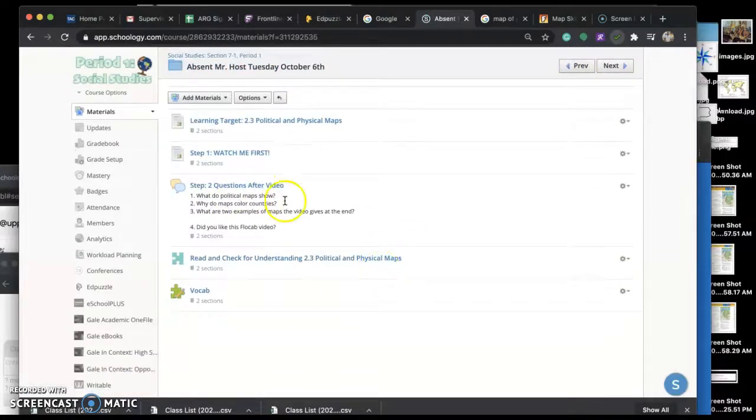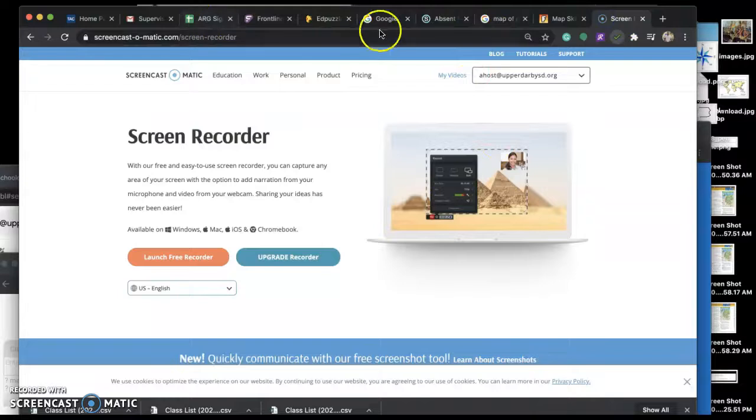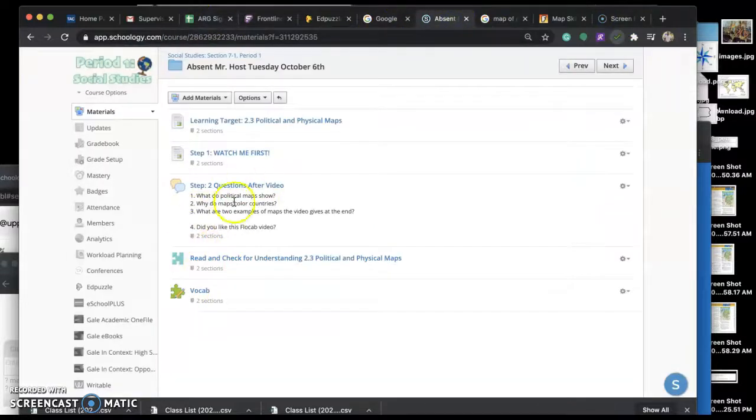So step-by-step instructions. The first thing is going to be step 1, watch me first, and this will be part of this video. So this video actually will be in here. After this video, we're going to watch a Flocabulary video together, and we are going to go to step 2 after this video and answer the questions. So you have to watch the whole vocabulary video to be able to answer these questions. It won't take long. The video is really good, and there's only 4 questions.